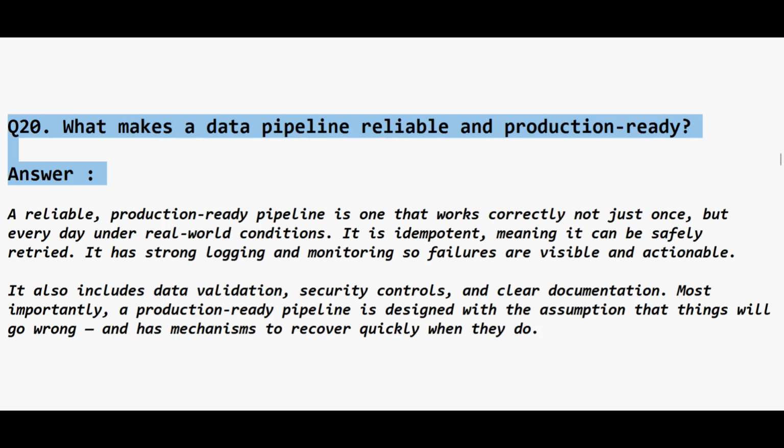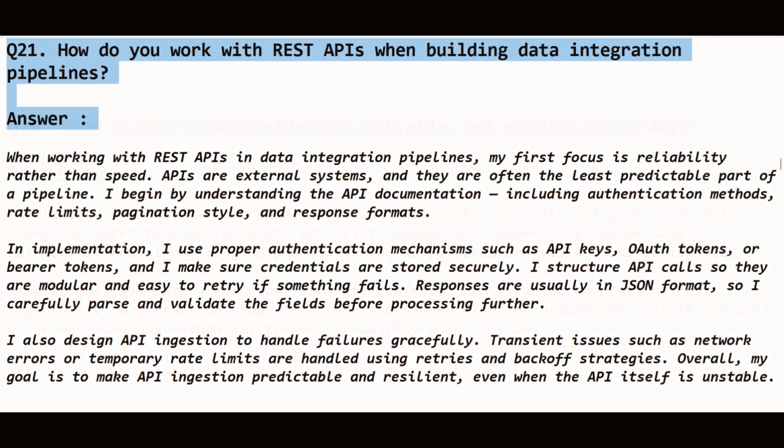It also includes data validation, security controls, and clear documentation. Most importantly, a production-ready pipeline is designed with the assumption that things will go wrong and has mechanisms to recover quickly when they do.